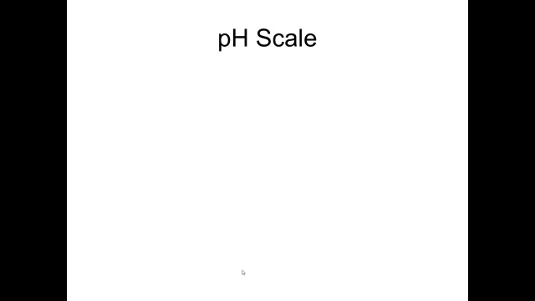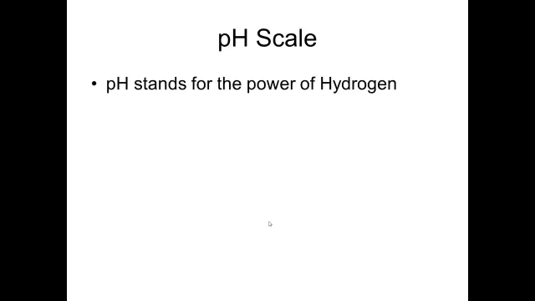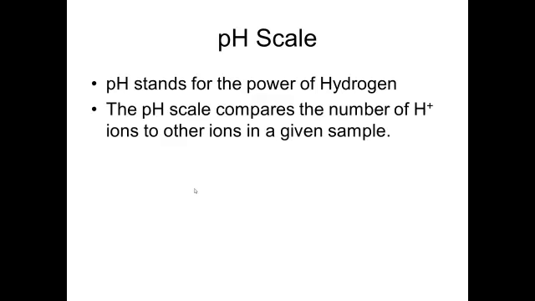Alright, so pH scale. What in the world does pH mean? pH stands for the power of hydrogen. So little p, this is just the H from the periodic table, but the power of hydrogen. The pH scale compares the number of hydrogen ions to other ions in a given sample. I'm going to use the hydrogen ions interchangeably with hydronium. And this might be a new term for some of you, but H3O+.